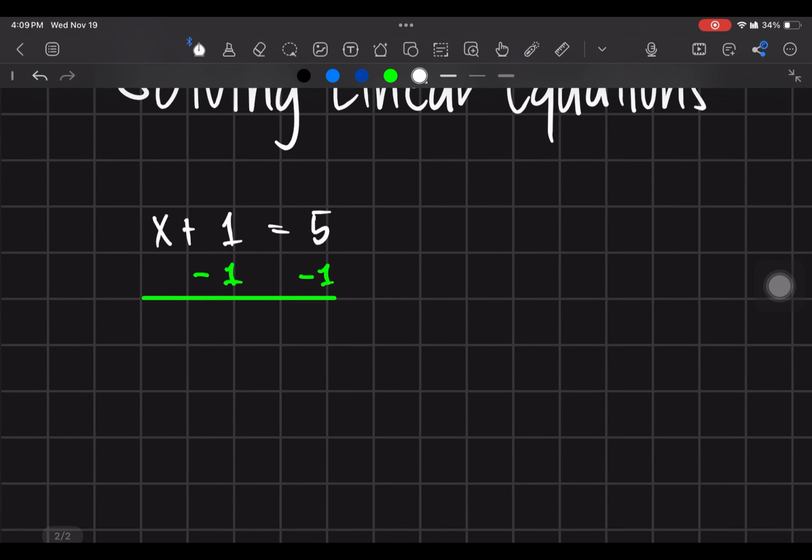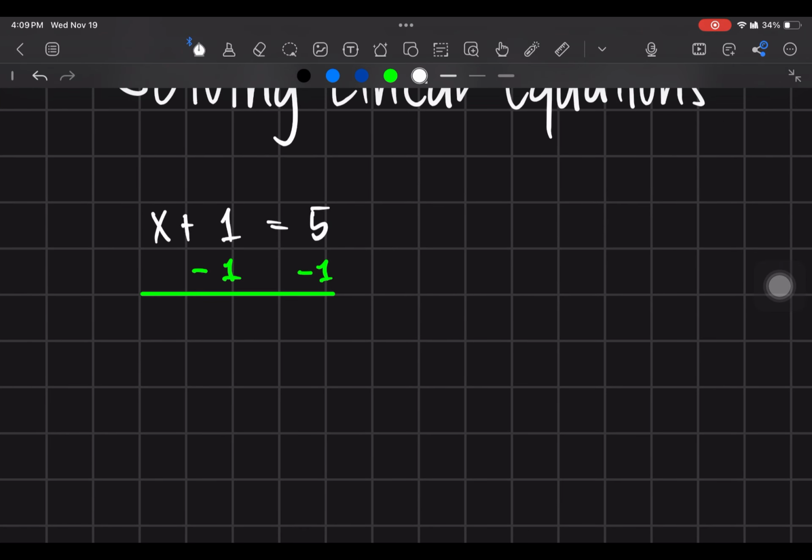So what we will get is 1 minus 1, that's simply 0. So we leave x alone, equals 5 minus 1, which is 4. So now we have our value for x.